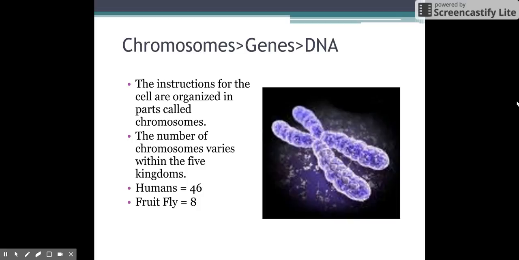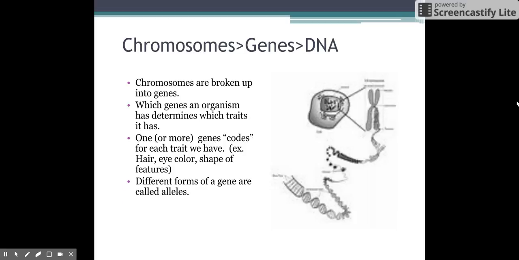In addition to that, the genes are further broken down into DNA. And DNA is that twisted ladder. So all the DNA crumples together to make a gene. The genes together fit on a single chromosome. Chromosomes, as I said before, are broken up into genes. So here you can see the cell contains chromosomes. We unwind the chromosomes, we have a gene. We unwind the gene even further, and we have DNA.